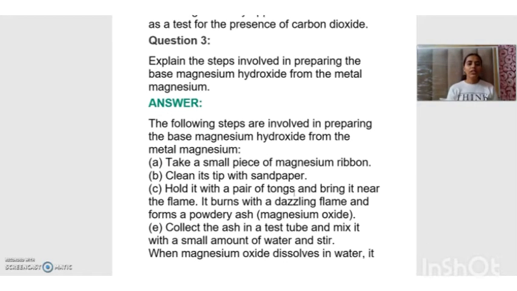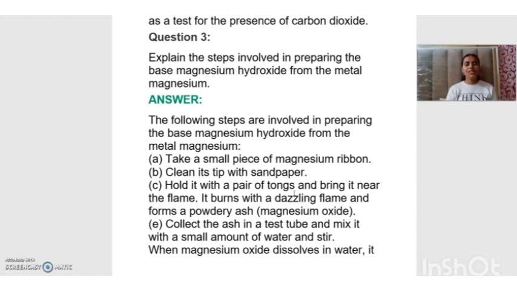So moving further, question number 3. Students, read question number 3. What does question 3 say to you? Question 3 is: explain the steps involved in preparing the base magnesium hydroxide from the metal magnesium. Now you have to tell the steps. Which steps are involved in preparing the base magnesium hydroxide from the metal magnesium?